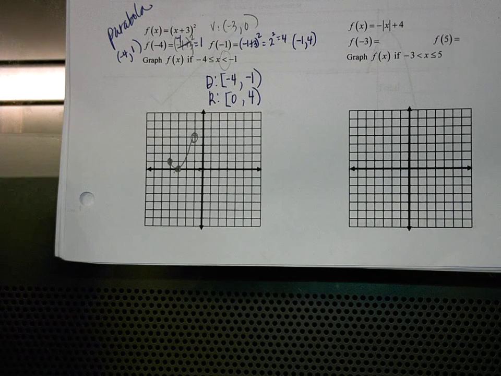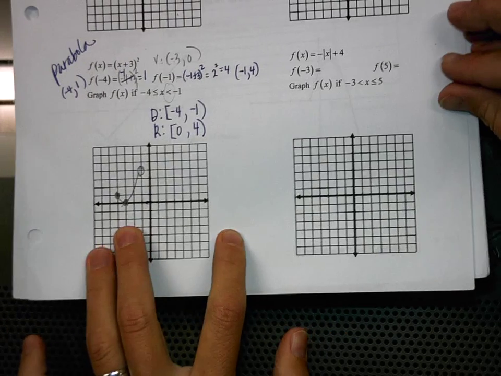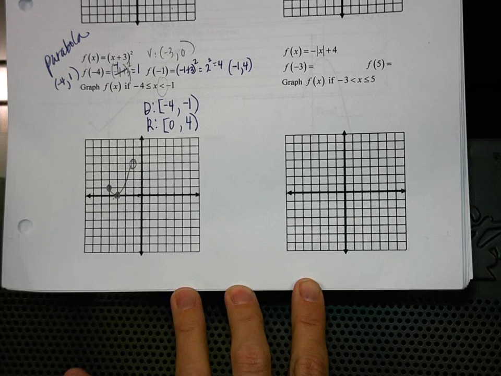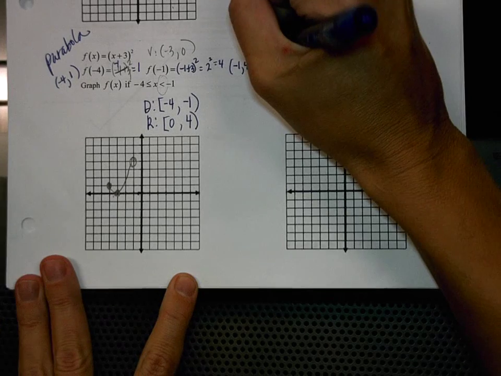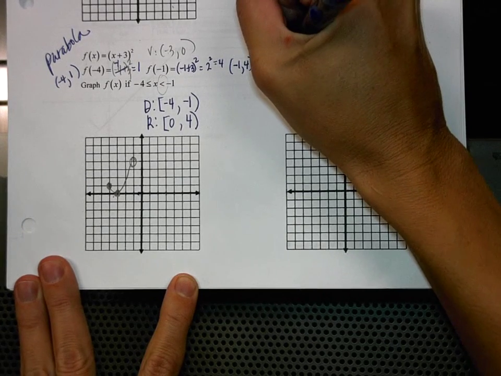Okay. Do you guys have questions right now? Okay. So what type of graph is this one going to make? It's absolute value. And do you guys remember what graphs with absolute value look like? V's, okay? So I'm just going to put here absolute value, and then I'm just going to put a V, okay, to remind myself.